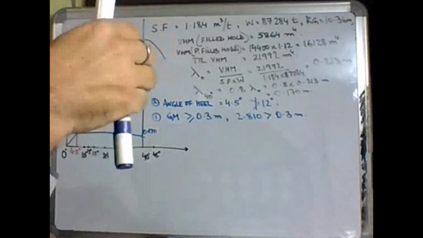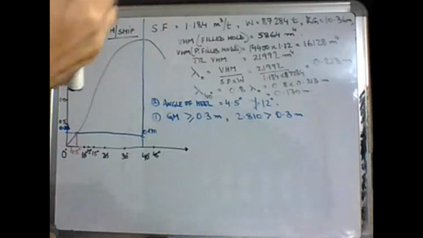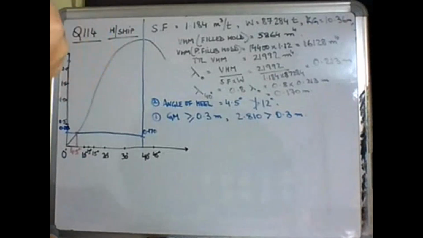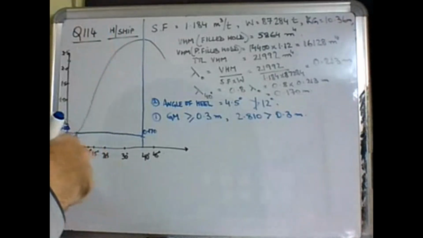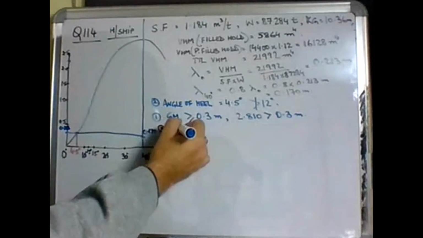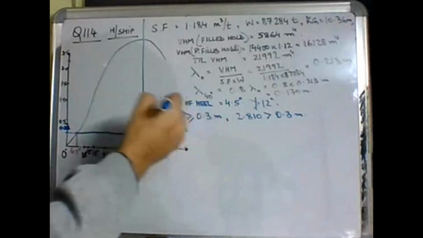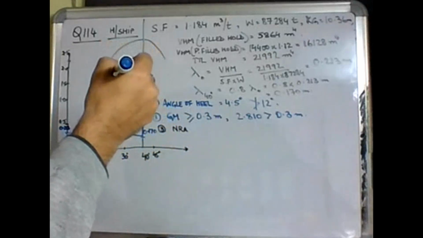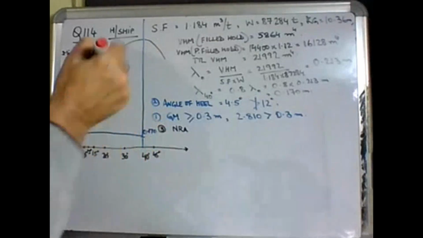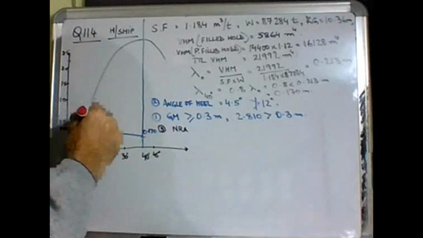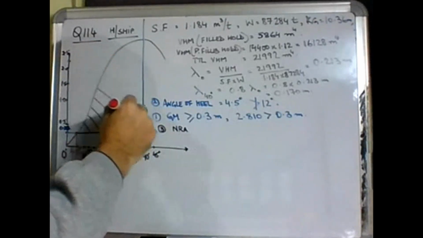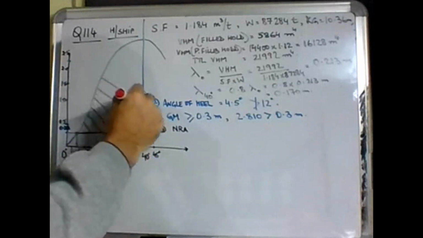Third criteria. The third criteria is the net residual area. The net residual area between the heeling arm curve and the GZ curve. The net residual area मतलब क्या? ये वाला area. This is known as net residual area.